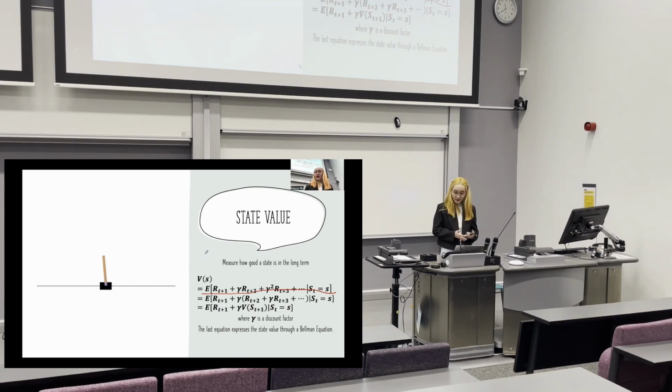So an episode means one round of a game. It ends when the player fails or reaches the end state of a game and finishes. Further, through getting this discount factor gamma out of these parentheses, we can express the state value in an iterative way as a Bellman equation, which is this last equation.